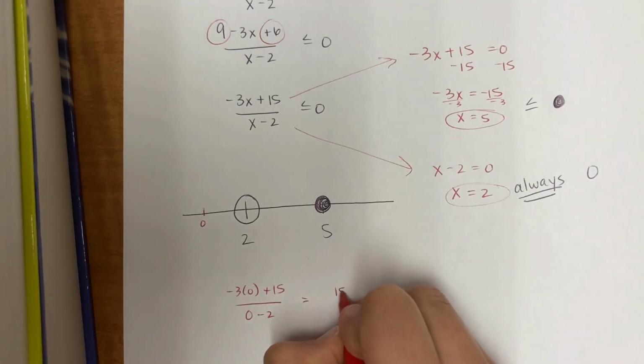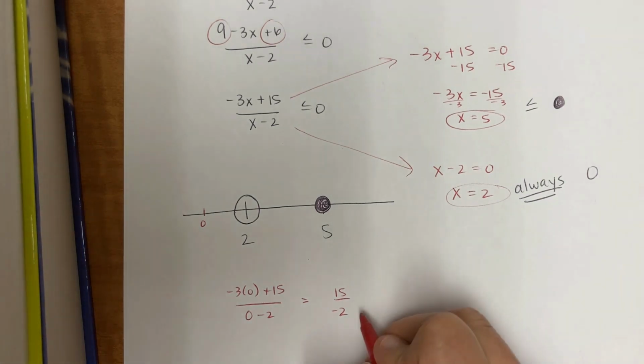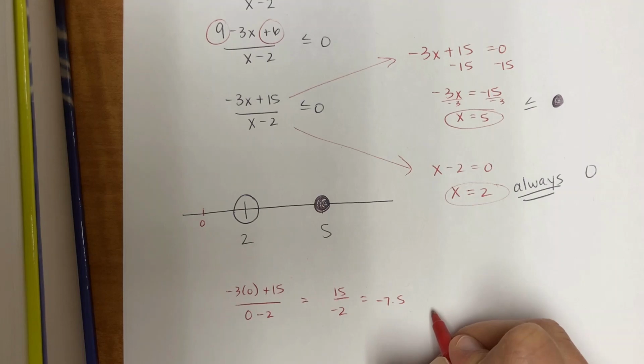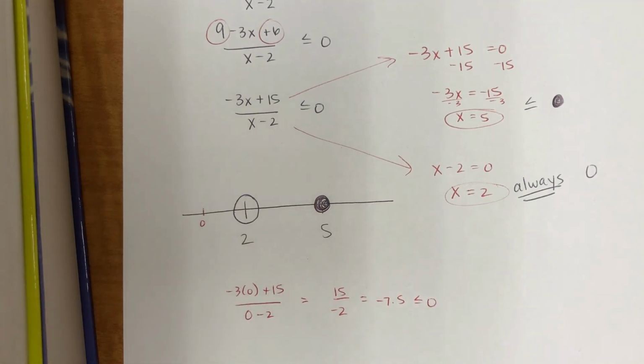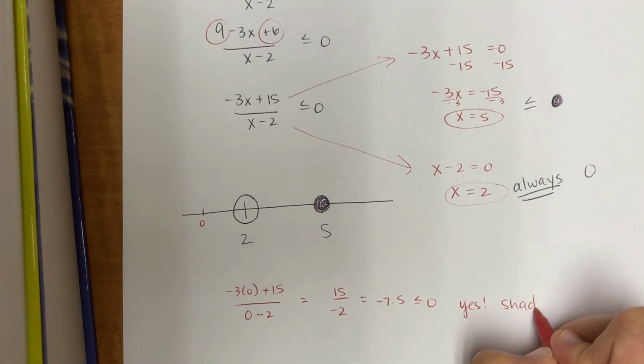So if I subbed in a 0, okay, simplify across the top, I'd get a 15. Simplify across the bottom, I'd get negative 2. And then look at your overall fraction. This is going to be negative 7.5. Is that less than or equal to 0? Yes, that means shaded in.